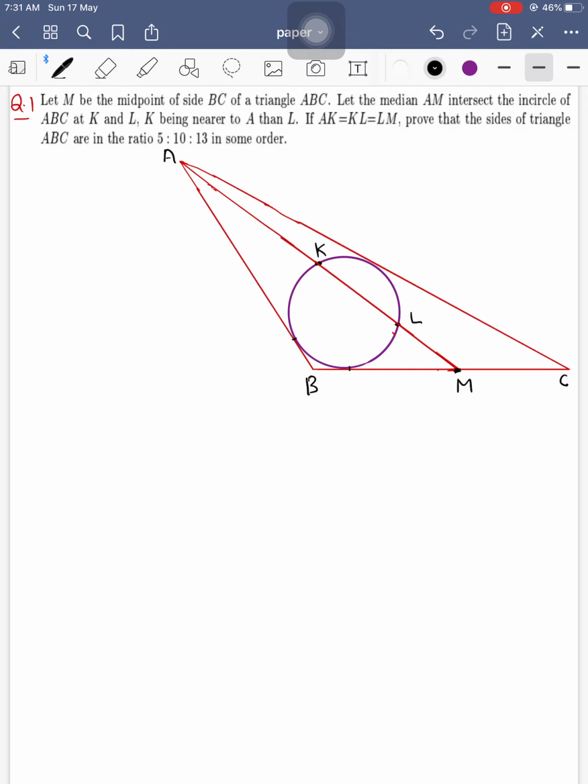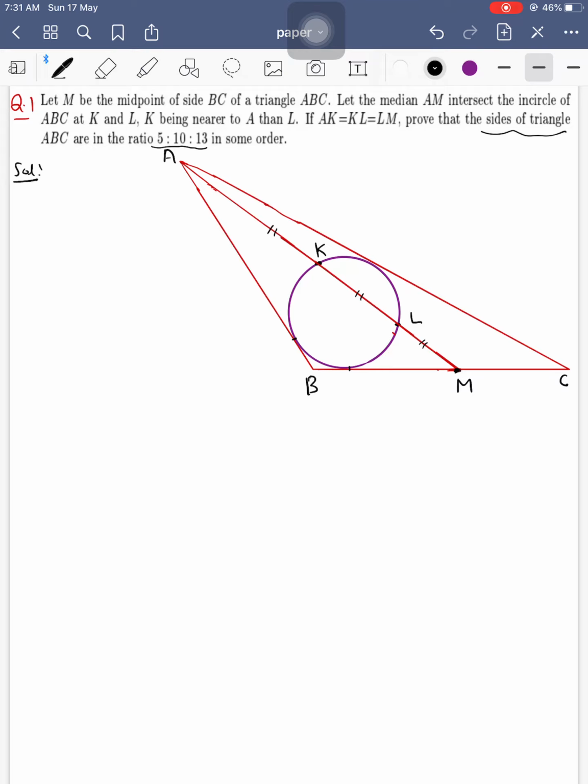to A than L. And if AK equals KL equals LM, these three lengths are equal. AM is the median, M is the midpoint, and these three lengths AK, KL, LM are equal. And we have to prove that the sides of triangle ABC are in the ratio 5 is to 10 is to 13 in some order. Okay, we have already drawn the figure.